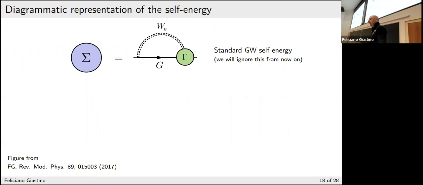It's very difficult, and typically we neglect it. So if you remove this vertex and you replace the Green's function by the Kohn-Sham Green's function, you basically get the standard G0W0 method, okay, that you will see on Friday.